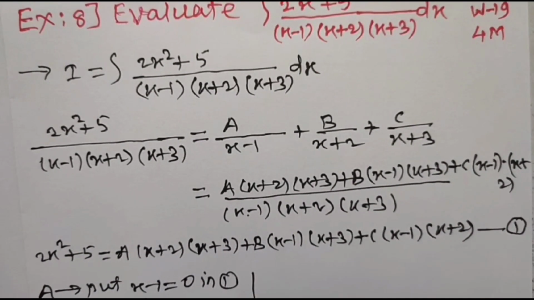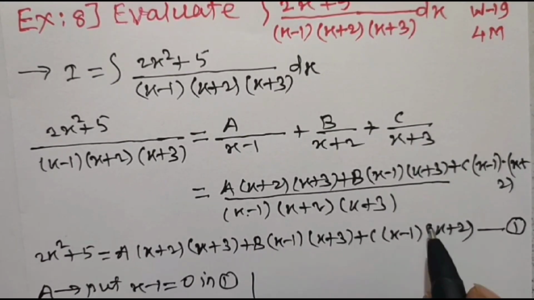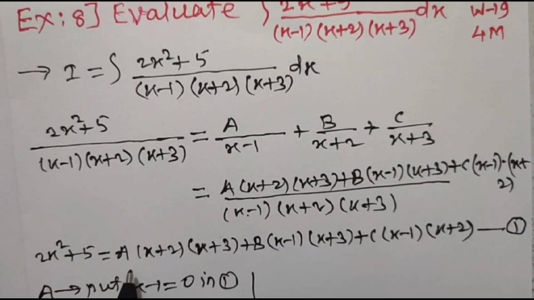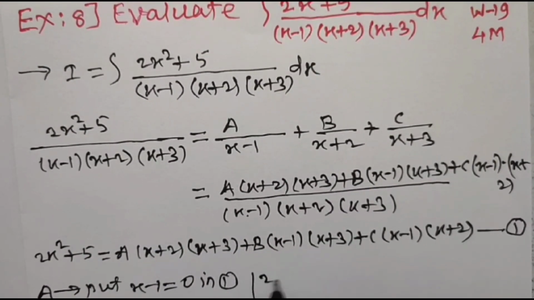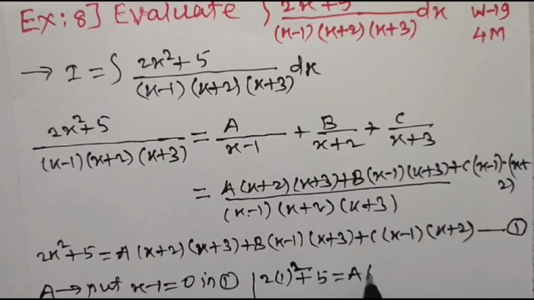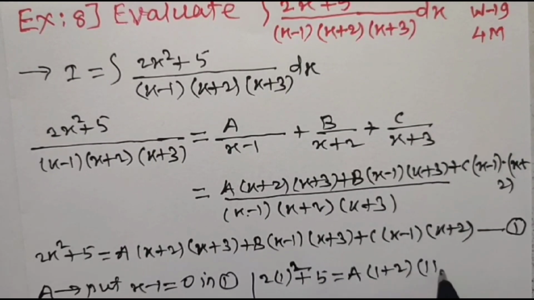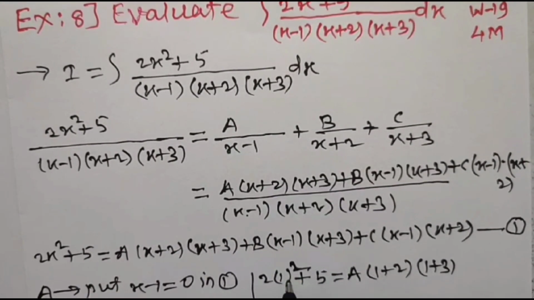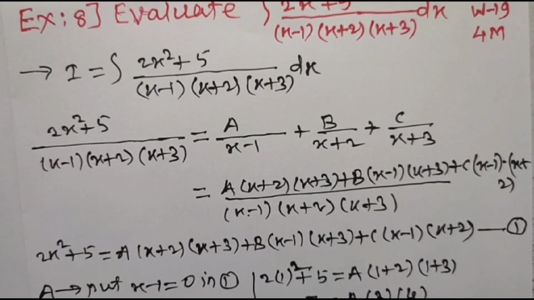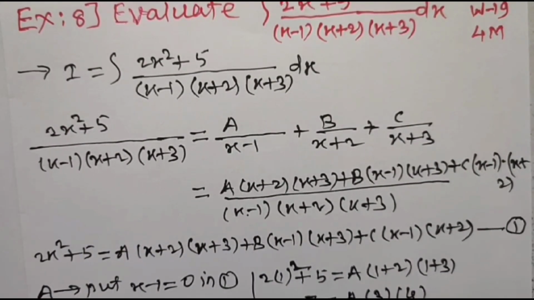This implies x minus 1 is equal to 0. That is nothing but this second term becomes 0, third term becomes 0. So replace x by 1 on left hand side and in first term of right hand side. 2 times 1 square plus 5 is equal to a into 1 plus 2, 1 plus 3. 2 into 1 square means 2. 2 plus 5, 7 is equal to a into 3 into 4. 7 is equal to 12a.